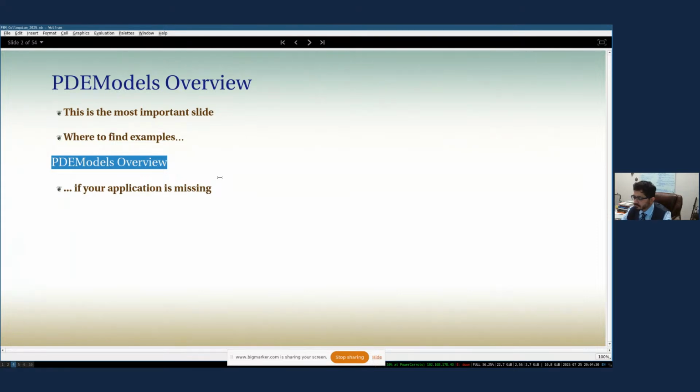The most important thing, though, is if your specific application is not on that page, that doesn't mean that we can't solve it. It just means that we haven't a pre-packaged PDE model for it. But that really doesn't mean you cannot solve it. You can use the low-level differential equation components directly and model your PDE. So that's not a hindrance.